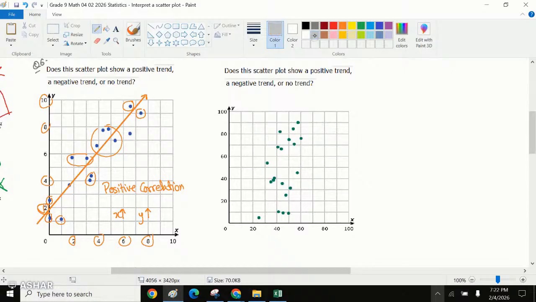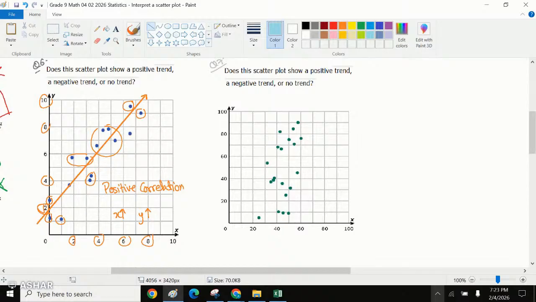For question number 7, does the scatter plot show a positive, negative, or no trend? Are these points scattered throughout? They're not. They are concentrated in a particular direction. So we cannot say there is no trend. There is a trend, so let's see what the trend is.